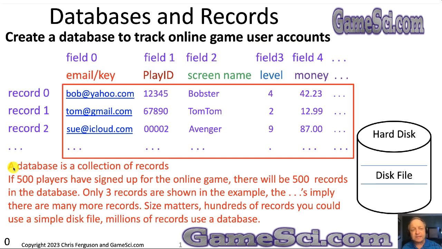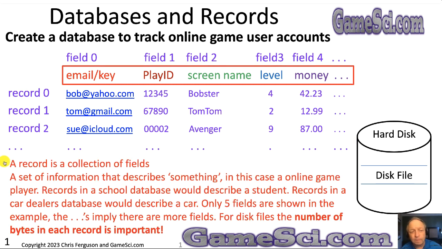A database is a collection of records. If 500 players have signed up for your online game, there'll be 500 records in the database. Now, only 3 records are shown in this example, but the dots down here imply there could be many, many more records. Size does matter. Hundreds of records, you could probably get away with a simple disk file. But if you have millions of records, you really want to use a database.